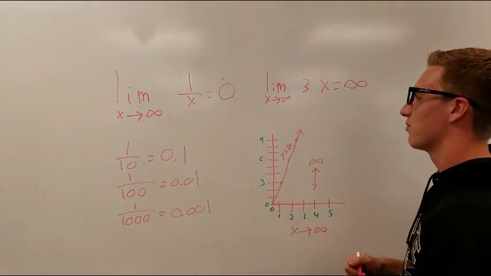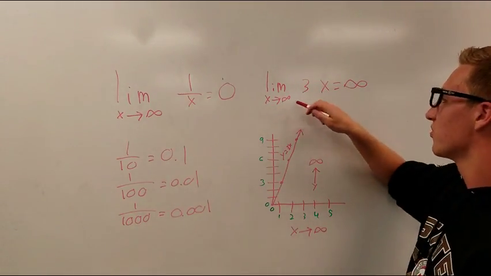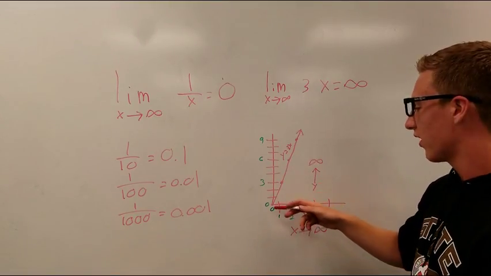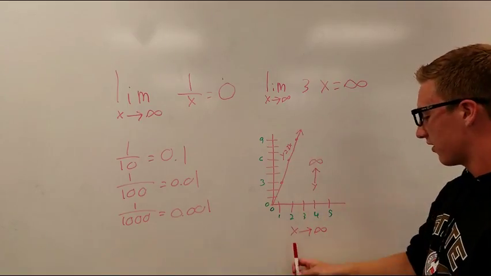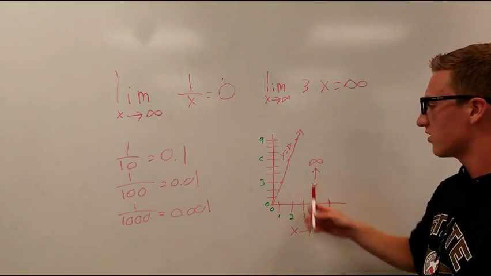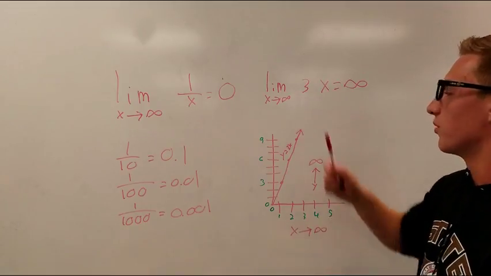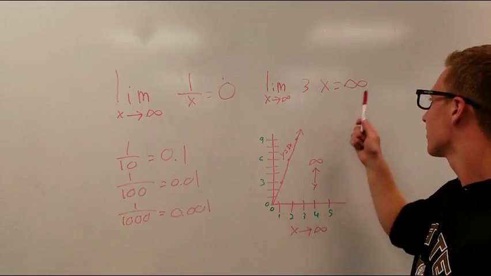And then we have another example, the limit as x approaches infinity of 3x. You can think about it like a graph of 3x. It gets bigger and bigger, and as you increase the value of x that you plug into the function, the y value gets closer and closer to infinity. So the limit as x approaches infinity of 3x is infinity.